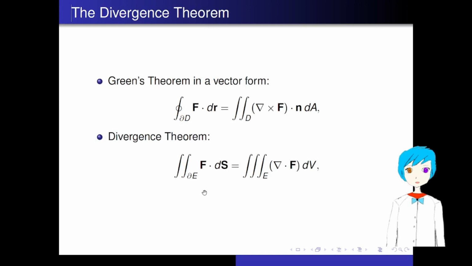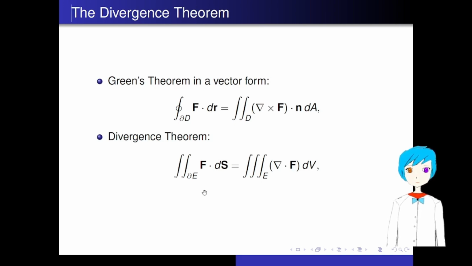We talk about the divergence theorem. So the Green theorem, we can write it in a vector form. The line integral of a vector field F equals the double integral of the inner product of the upward direction and the curl of the vector field. Here we interpret the vector field as a 3D object, a 3D vector function.